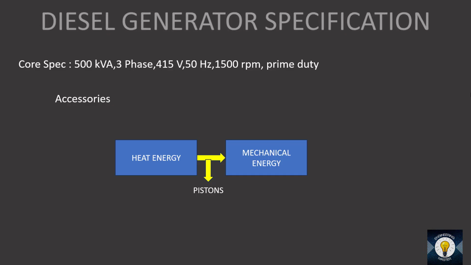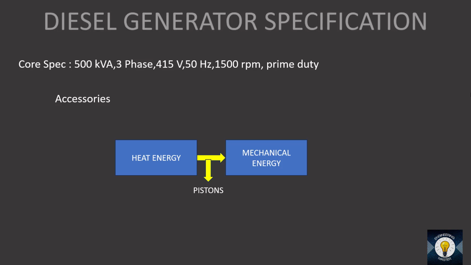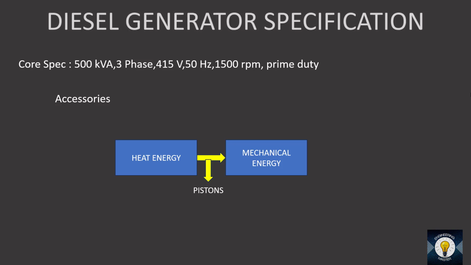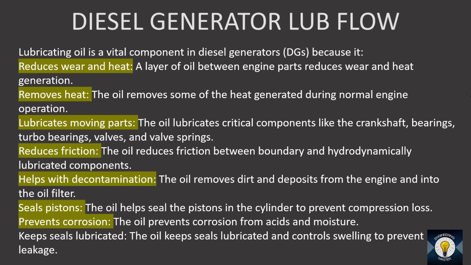As we know, generator has too many rotating parts or moving parts. There will be some heat produced due to the friction, and these moving parts are subject to wear and tear. To reduce the wear and tear and remove the heat produced due to the friction, we will use lube oil or lubricating oil. So these are the advantages of lubricating oils.